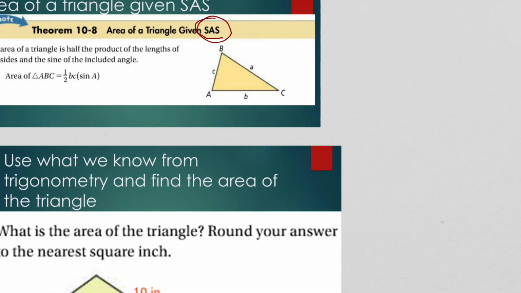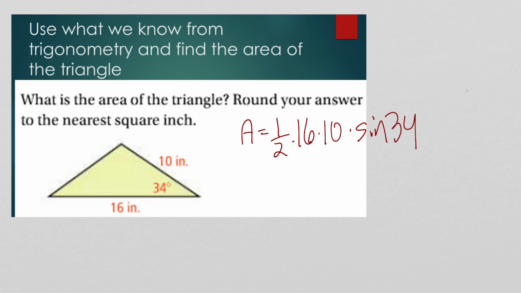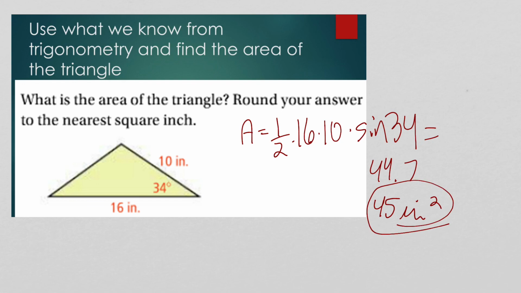So make sure you write that down in your notes. I'm going to do area is 1/2 the 2 sides that make the sandwich, 16 times 10, and then sine of that angle in between. So we're basically doing what we did on the previous page there. And I get the same answer, 45 inches squared. So it's the same thing, just a little shortcut to think about.